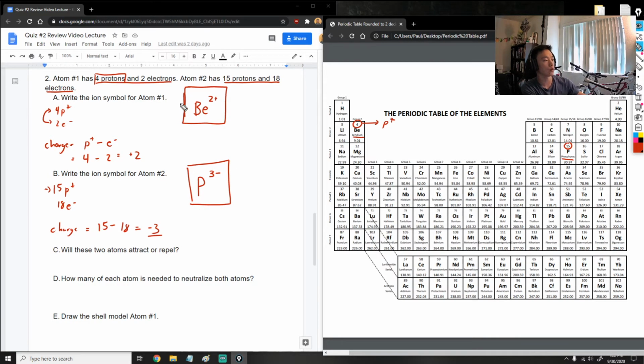Okay, so our atom number 1 is Be2+. Atom number 2 is P3 minus. And are they going to attract or repel? It looks like atom number 1 is positive. Atom number 2 is negative. So since they're opposite, we know that they're going to attract.